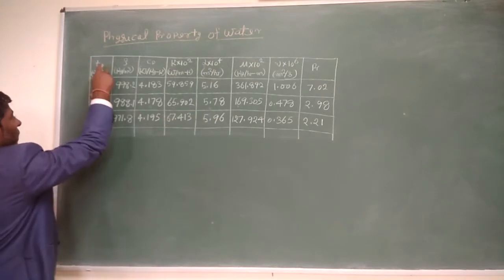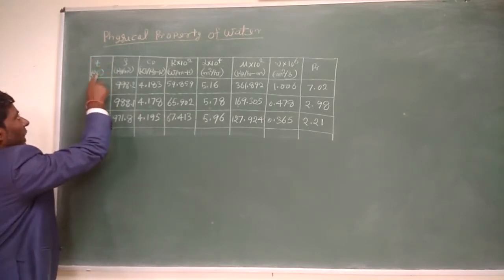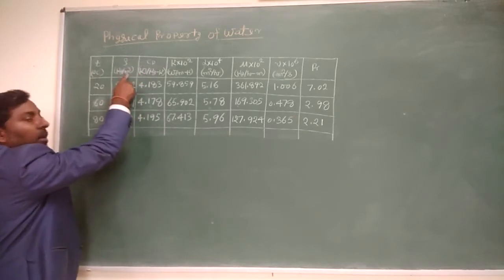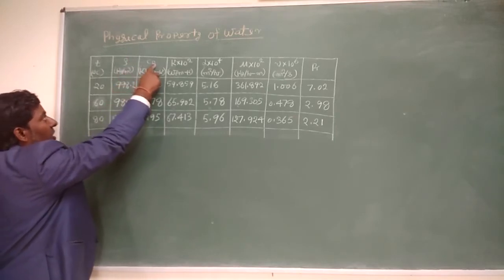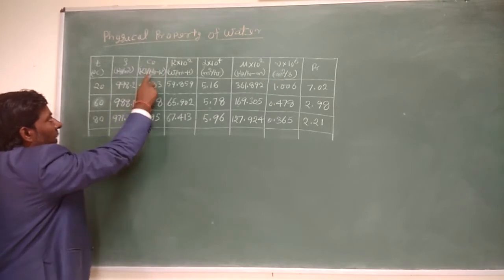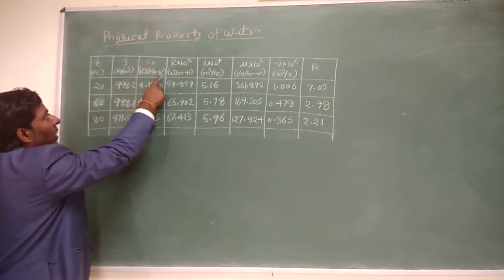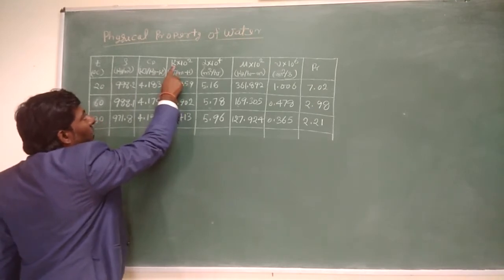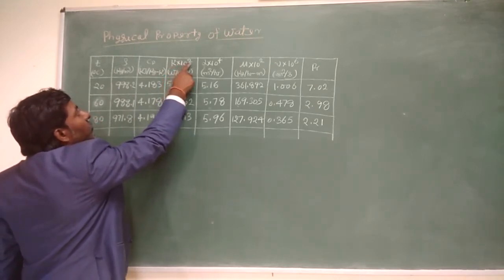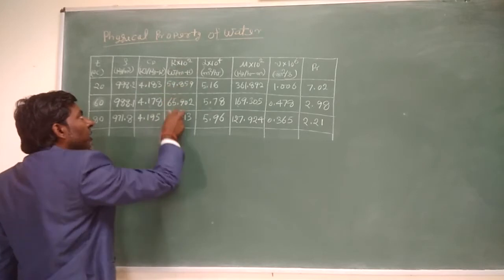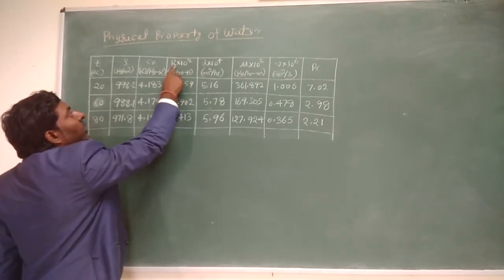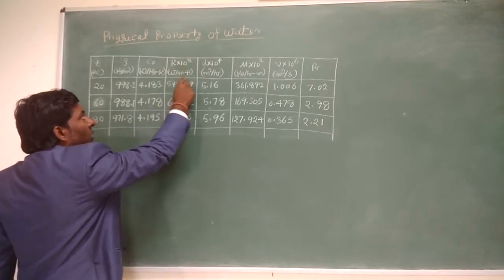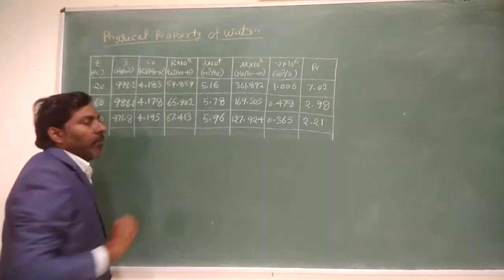So this column shows the temperature of the water in degree centigrade. This is the density of the water in kilogram per meter cube. And this is the specific heat of the water at constant pressure, in kilojoule per kilogram Kelvin. Then the thermal conductivity of the fluid, k into 10 to the power 2, is given here. The unit is watt per meter Kelvin.